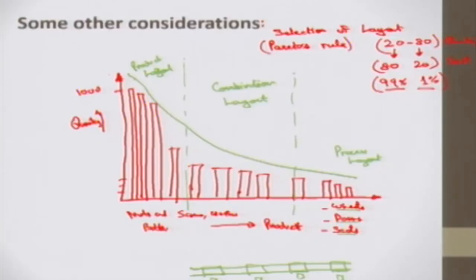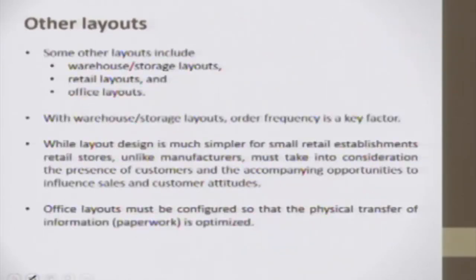This is known as the PQ chart. So this is a general rule to decide which kind of layout one should use. There are certain other kinds of layout, for example, warehouse layout, retail layout, office layout, warehouse or storage layout. Retail layout is like your departmental store, your medicine shop. Then office layout means the kind of buildings and the arrangement of the cabins for various employees in the office.